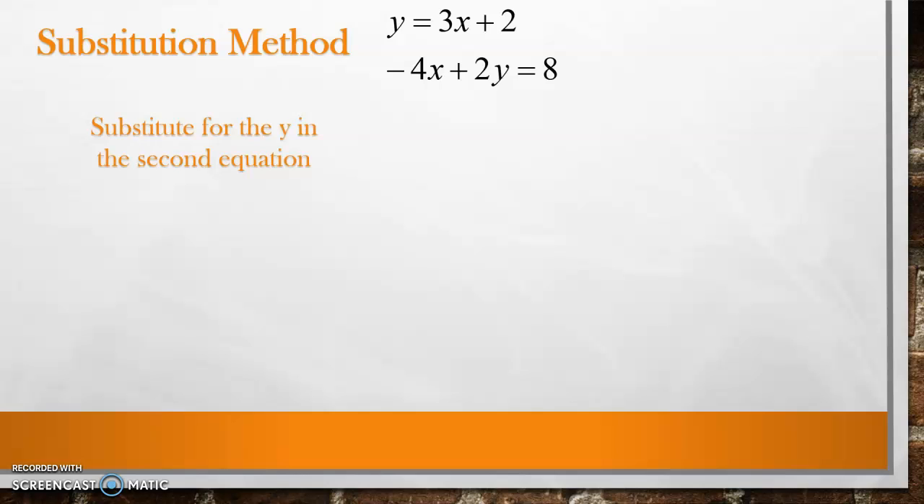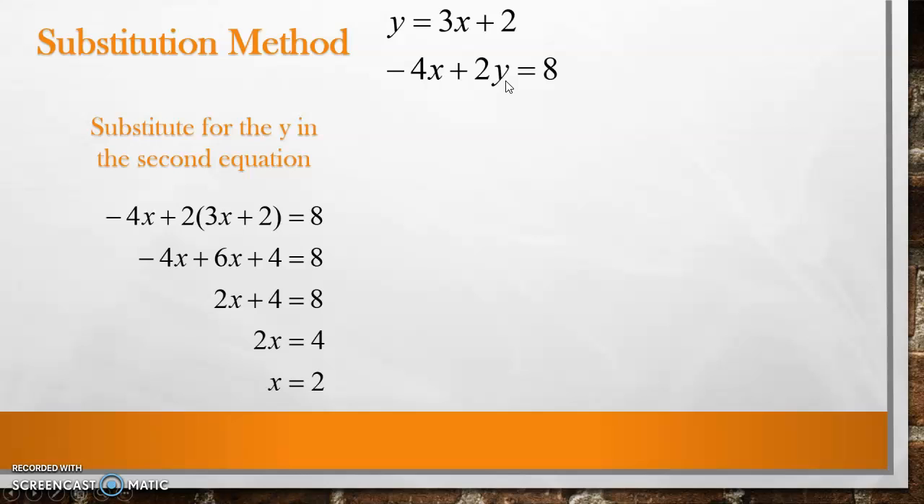So we're going to take 3x plus 2, which we see right here in the first equation, and replace this y right here in the second. I've given you the steps here because this part goes back to substitution that we did at the beginning of the school year. So if you need a recap on that, please look back in your notebook on how we work through all of those steps. Once we work through solving the equation, we find that x equals 2.